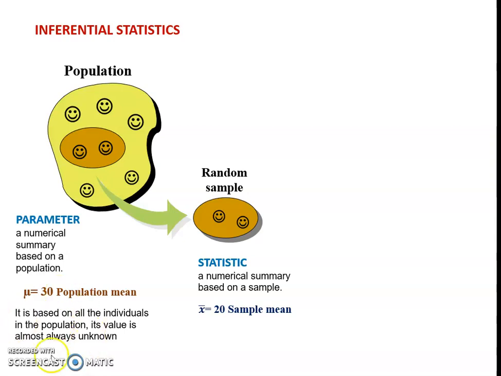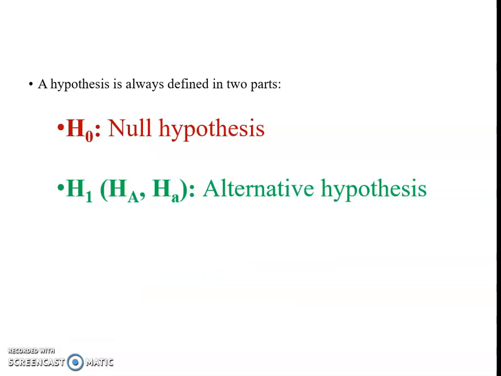And in order to make an inference about the population using a random sample, we need to use this variation from sample to sample. Some of the techniques that use this variation from sample to sample are confidence intervals and hypothesis testing. This week we will talk about hypothesis testing.